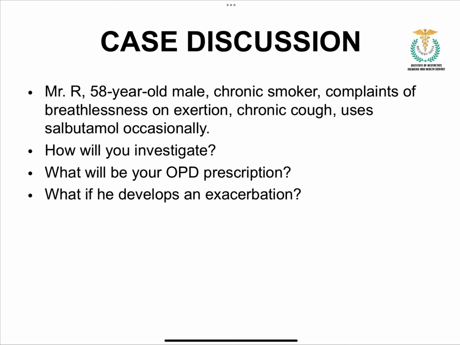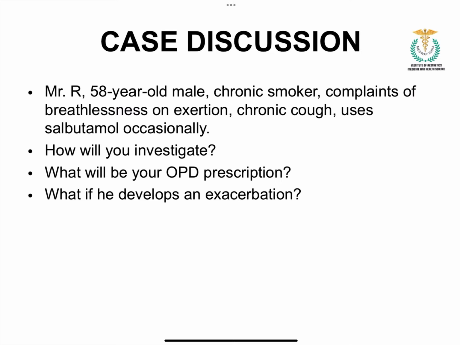What examination findings do you expect? You can see a barrel shaped chest, decreased breath sounds, prolonged expiration, use of accessory muscles. Cyanosis will be a later sign. So while doing the examination, check for these.